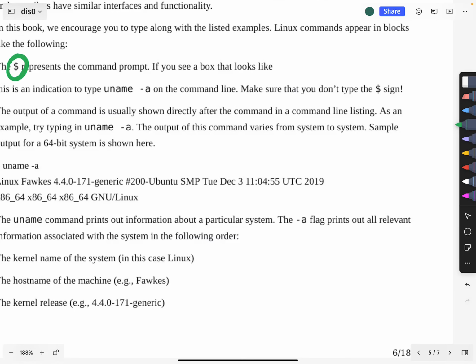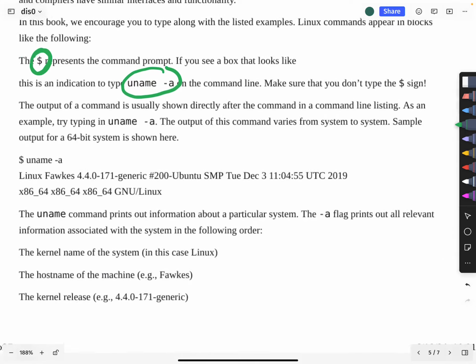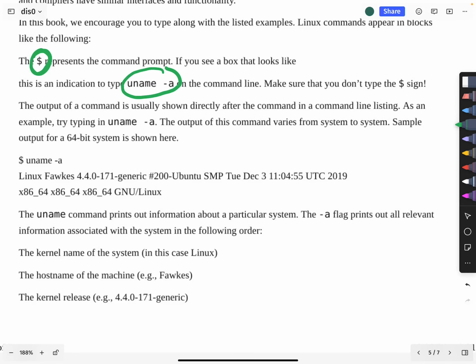So after the dollar sign, you could, for instance, write this command, uname -a. All has to be exactly like that. These are very strictly written things. So what does that do? Well, this is the command, and this is called a flag. So the command is, more or less, the main thing that you are asking your computer to do, and the flag gives little settings and options and stuff like that.